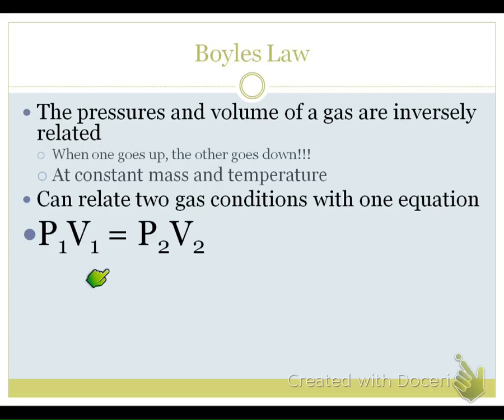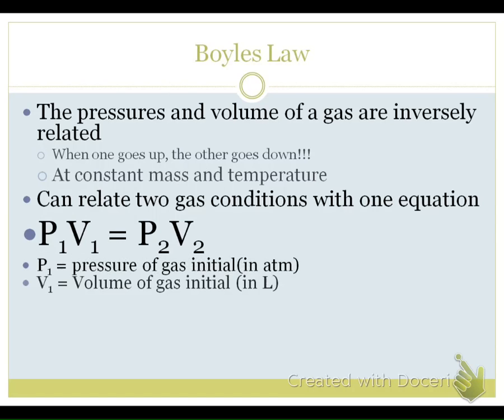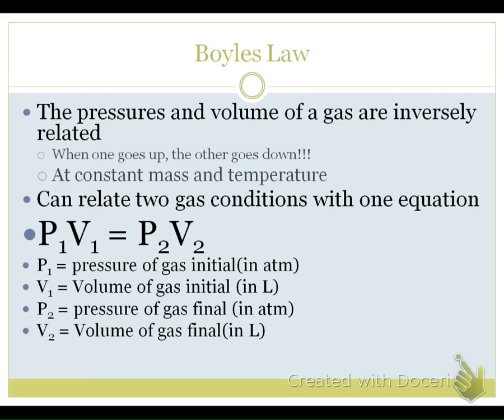We can relate them with this equation. P here would stand for pressure, V for volume, and same on the right side. The 1 and the 2 tell us that the left side is initial and the right side is final. So this is P1, pressure initial, times volume initial, equals pressure final times volume final. Or think of it as a before and an after. These are what the subscripts and variables mean.